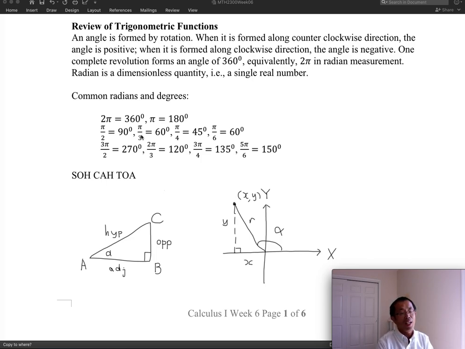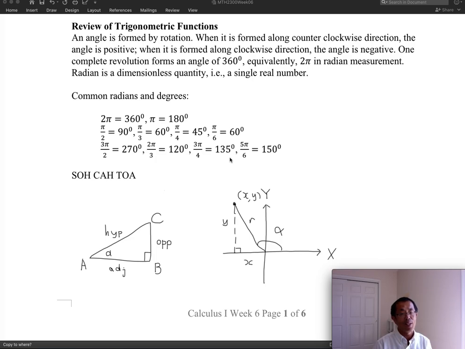An angle of 90 degrees is pi over 2. An angle of 60 degrees is pi over 3, and so forth. And something a little bigger, 3 pi over 2, turns out to be 270. That is the first part of reviewing for trigonometric functions, which is about angles. The bigger part is about trigonometric functions.